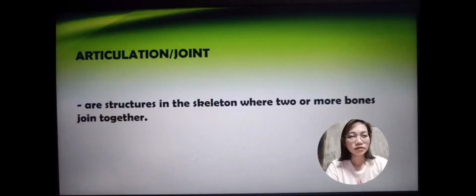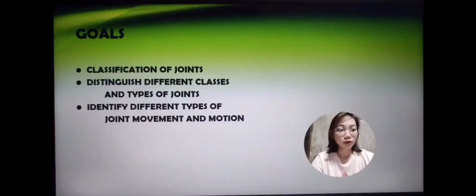Articulations or joints are structures in the skeleton where two or more bones join together. But before we continue to our discussion, here are the goals for our discussion for today. First is the classification of joints. Second is to distinguish different classes and types of joints. Third is to identify different types of joint movement and motion.